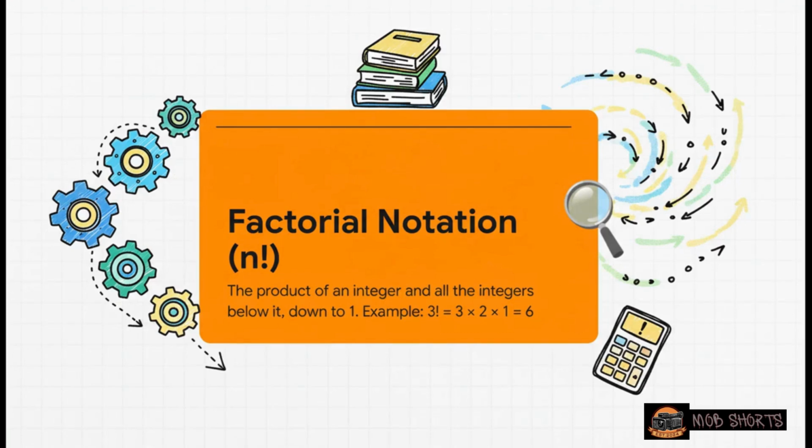n factorial, which we write as n with an exclamation mark, just means you multiply that number by every single whole number all the way down to 1. So our book problem, that 5 times 4 times 3 times 2 times 1, can just be written as 5 factorial. It's the exact same thing, just way neater. And 5 factorial is 120.